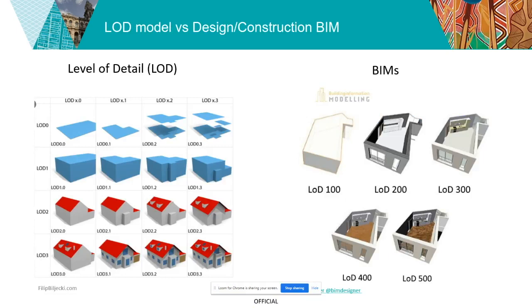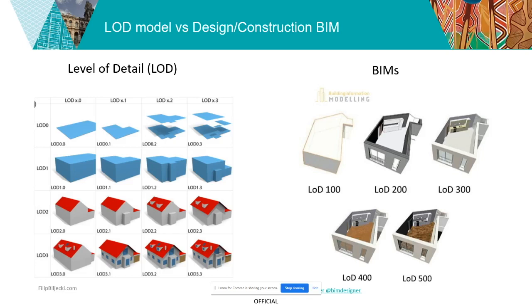So, to try to remove some confusion, or maybe even creating some more confusion, LOD models on the left is what we use in the GIS world. These are used to define the external geometry of a building. And it's how we model large extents of the built environment for whole entire cities.